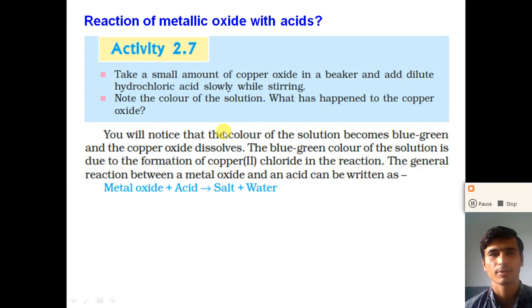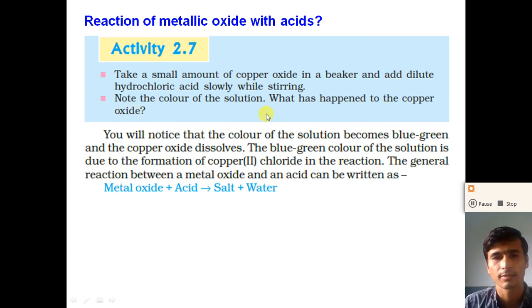So now the next chemical property is the reaction of the metallic oxide with the acid. How does the metal oxide react with the acid? Activity number 2.7. Take a small amount of the copper oxide, which is a metal oxide, in a beaker and add dilute hydrochloric acid slowly while stirring, right? Add dilute sulfuric acid or dilute hydrochloric acid slowly and stir the solution, noting the color of the solution. What has happened to the copper oxide?